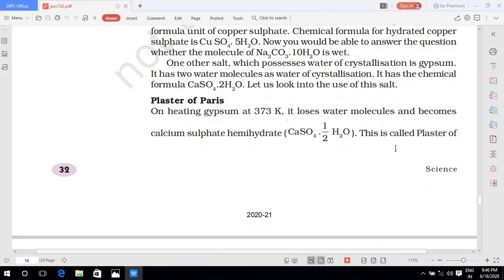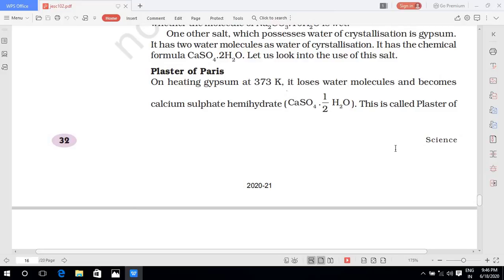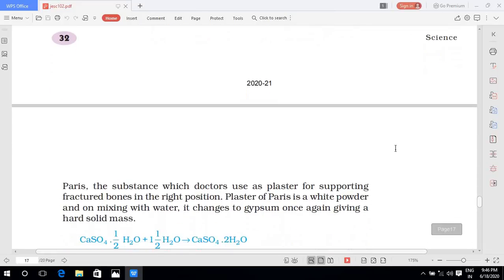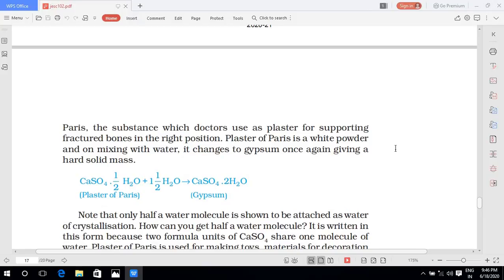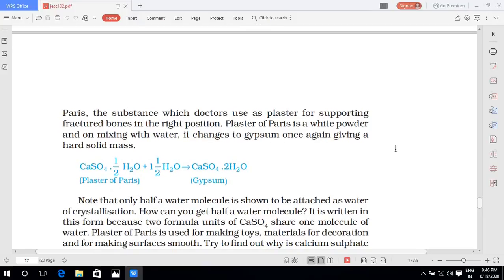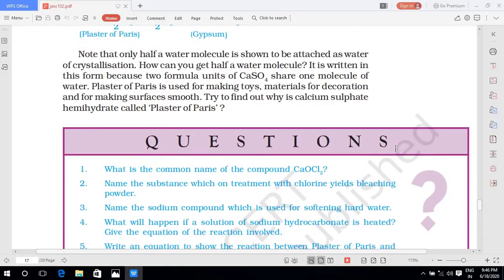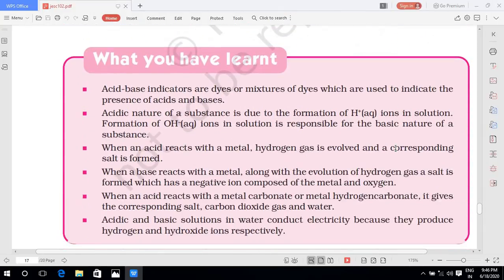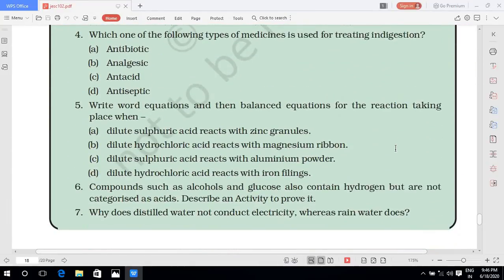Plaster of Paris. Let's learn about plaster of Paris. Now this is very, very useful. If any of your bones gets fractured, the doctor uses this plaster for supporting the fractured bones. They will plaster it, and after some time, when your bone is reformed and reorganized and hard enough, they will remove it. That's how you repair broken bones, by using this plaster of Paris.